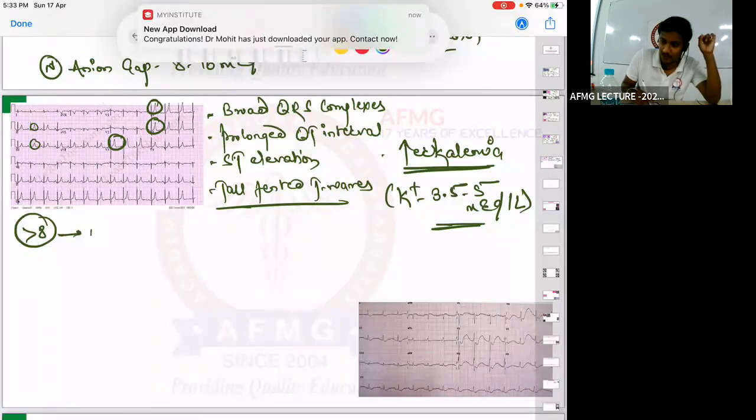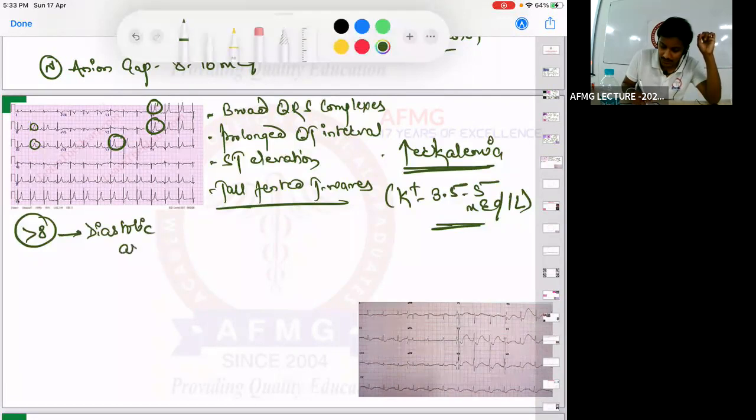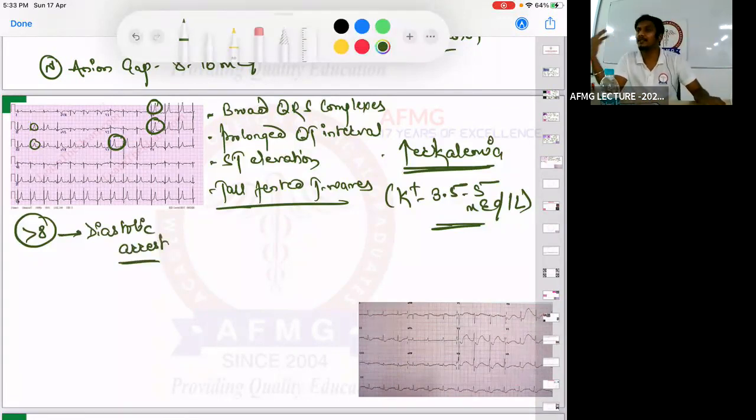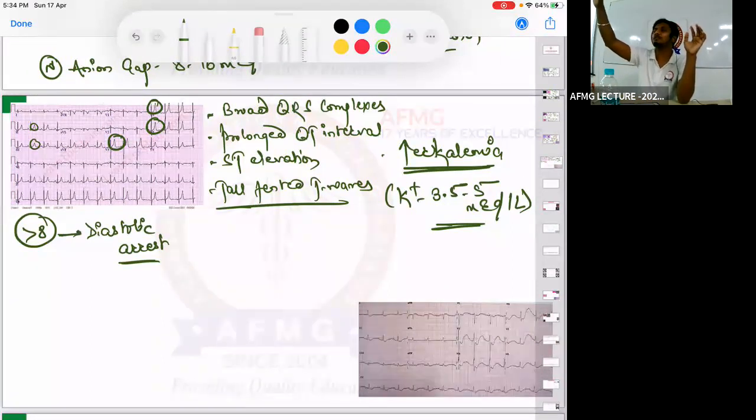The patient will suffer from diastolic arrest. Systolic arrest is seen in cases of hypercalcemia, and diastolic arrest in cases of hyperkalemia. ठीक है? Because याद रखो एक simple सा फंडा है. Sodium and calcium are responsible for contraction. Potassium is responsible for relaxation. So it will cause diastole. Okay? Hyperkalemia will cause diastolic arrest in the patient.